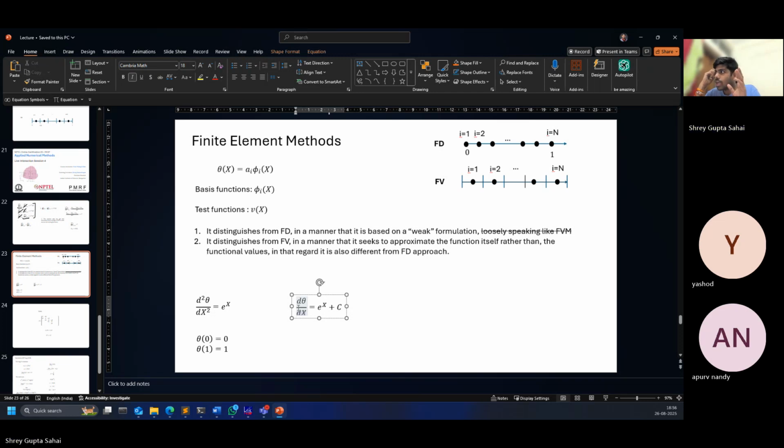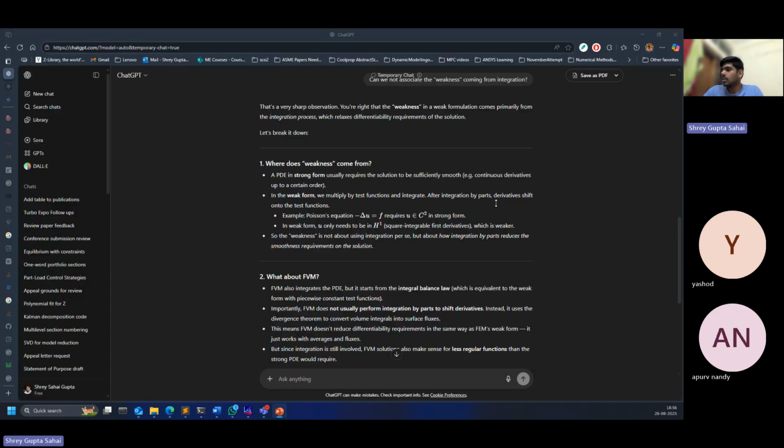But I'm trying to also emphasize the keywords that you will always come across when you read about finite element methods. They say that the finite element method seeks a weak formulation solution, or it is based on a weak formulation. Okay, let me also write that.